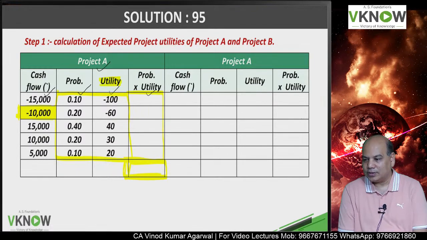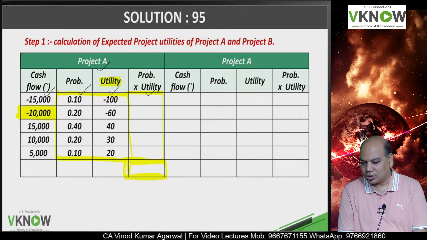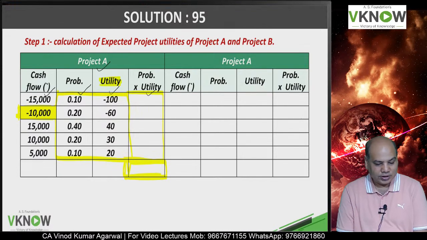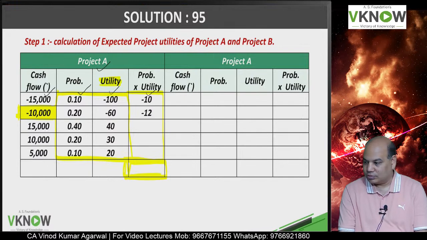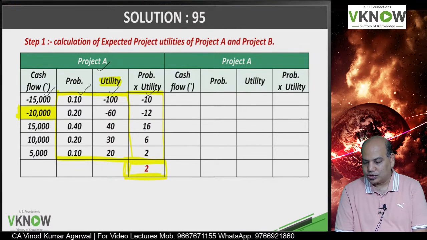First you multiply probability into utility. Take total. Probability into utility and then take total. Come on student. One student is replying 2. Very good. The answer 2 is right.